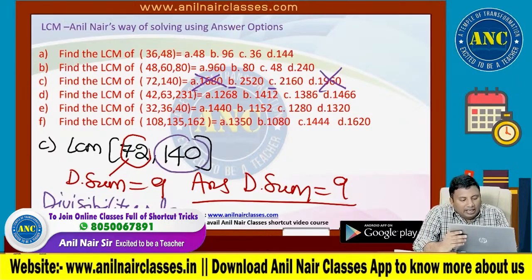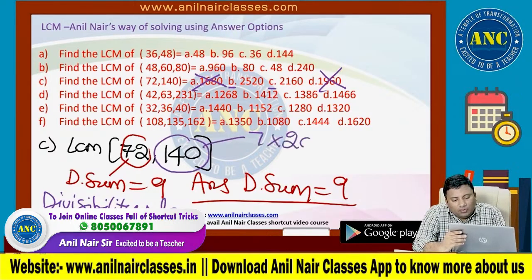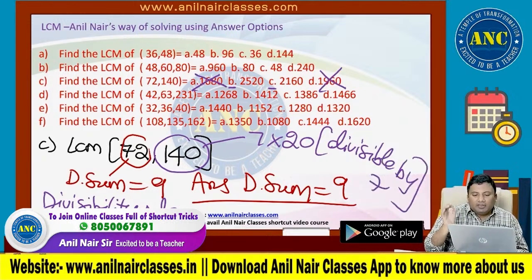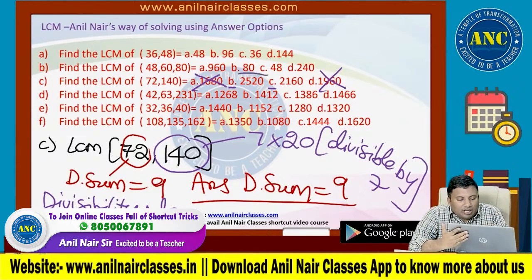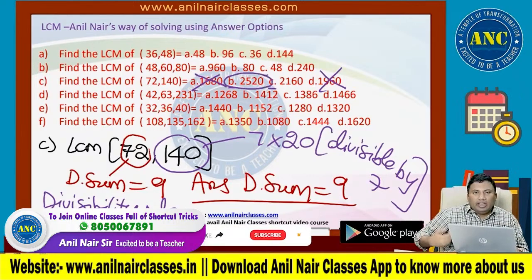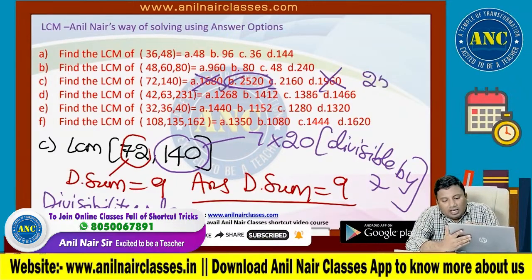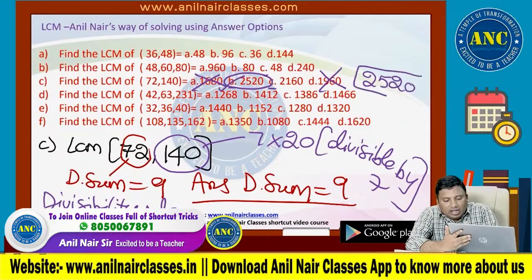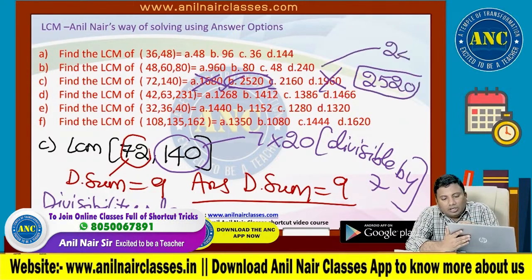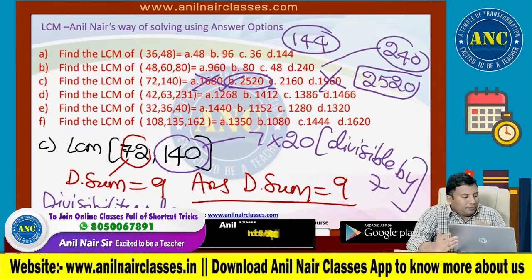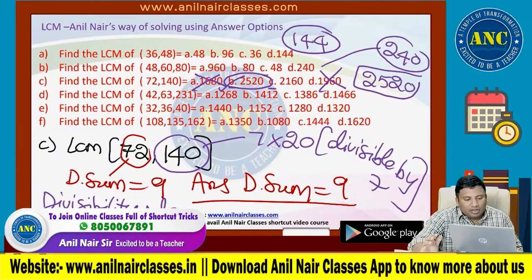140 is 7 into 20. That means it is divisible by 7. If one number is divisible by 7, the answer should also be divisible by 7. 7 threes are 21, 420. 7 sixes are 42. It is divisible by 7. Answer is 2520 for the third question. For the second question, it is 240. For the first question, it is 144. Right? 2520 is the answer.